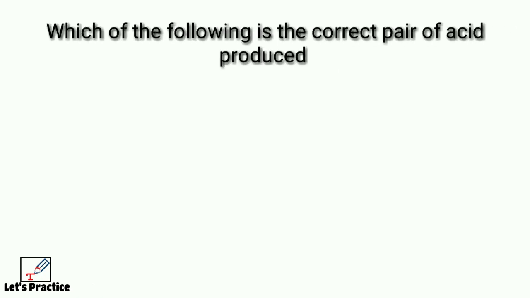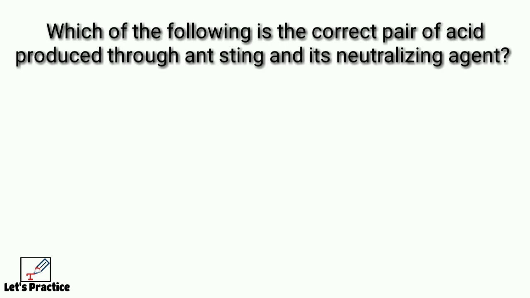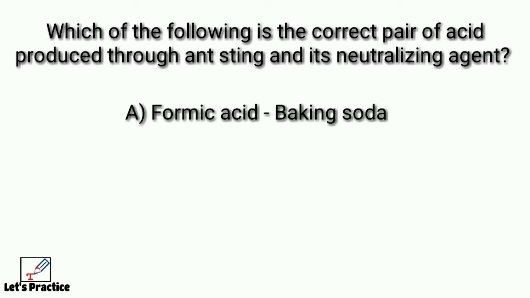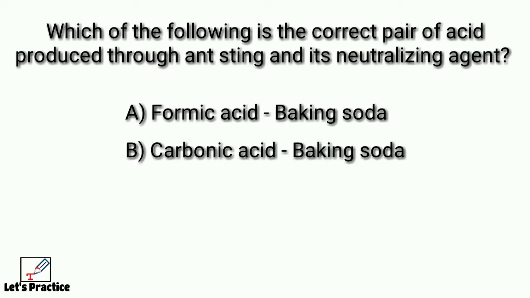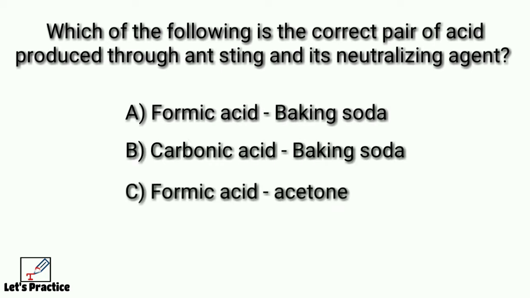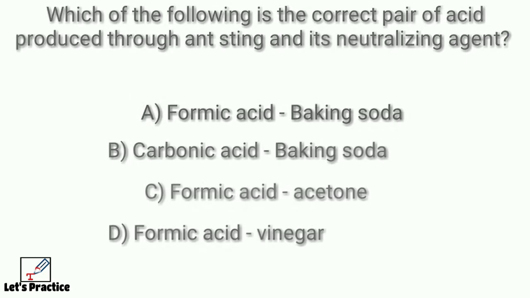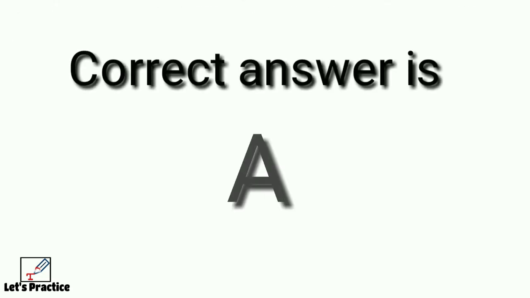Which of the following is the correct pair of acid produced through an ant sting and its neutralizing agent? Option A, formic acid, baking soda. Option B, carbonic acid, baking soda. Option C, formic acid, acetone. Option D, formic acid, vinegar. Correct answer is option A.